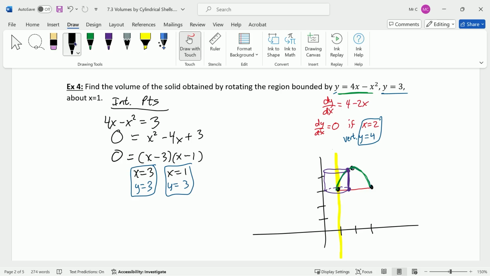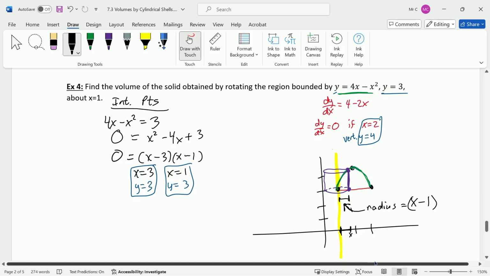Now, the reason that makes this tricky is because my radius now is not just x or y, because remember, radius is really the distance from the point on your cylinder to the axis of rotation. And so now that radius isn't just an x value, it's the distance from x, whatever that x is, to 1. So that's x minus 1. So x is the larger value, minus 1. That gives me a positive radius here, x minus 1.